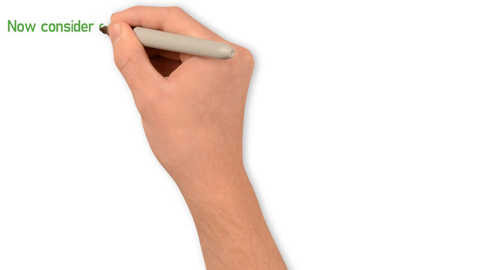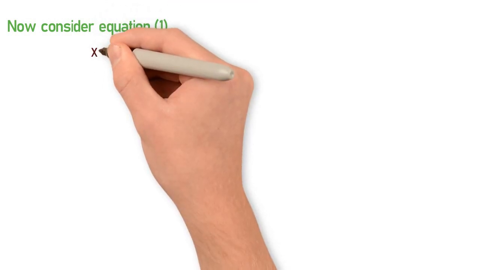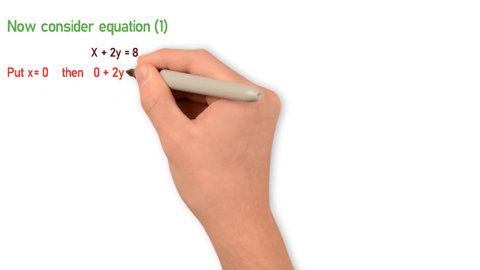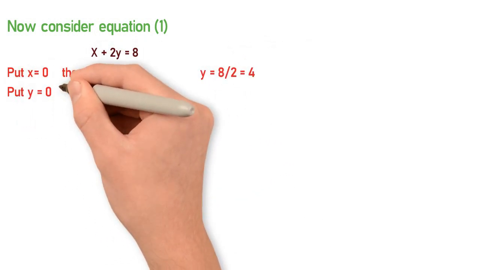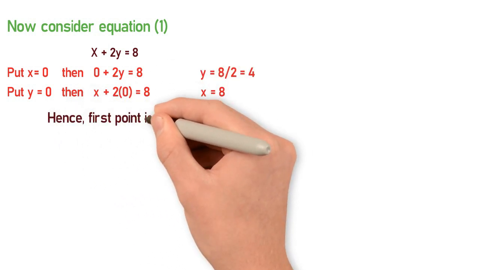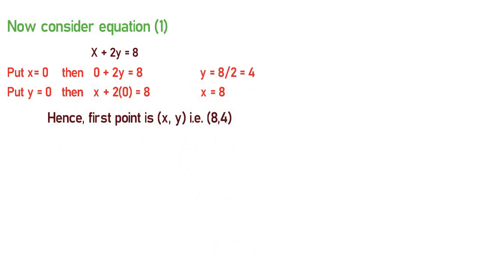Now consider equation 1, that is x plus 2y equal to 8. In this equation first we put x equal to 0. So after putting x equal to 0 we get 0 plus 2y equal to 8. Therefore y equals 8 upon 2, that is 4. In the same equation put y equal to 0. Then the equation becomes x plus 2 into 0 equal to 8. Therefore x equals 8. So our first point is 8 comma 4.